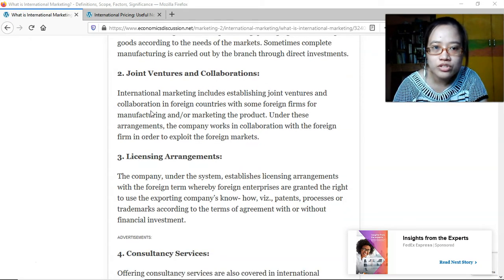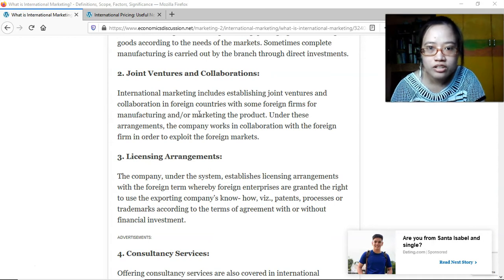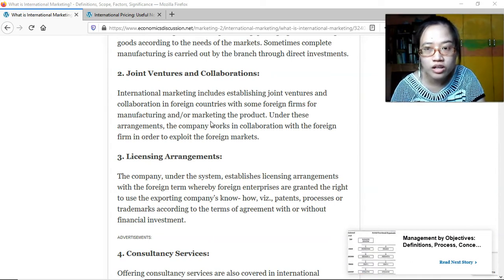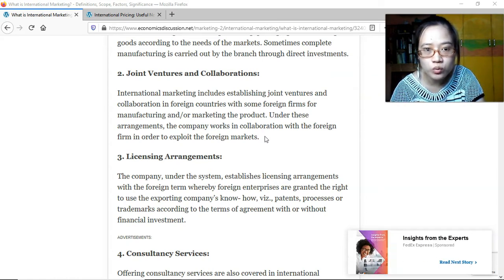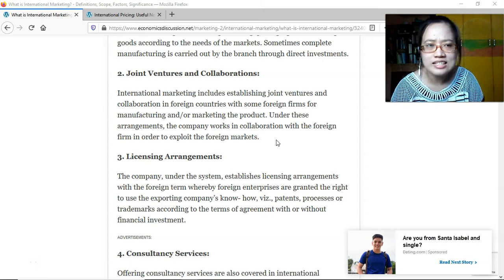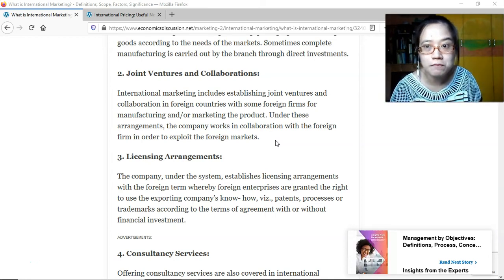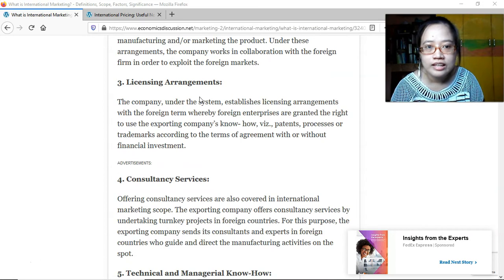Joint ventures and collaborations. International marketing includes establishing joint ventures and collaboration in foreign countries with some foreign firms for manufacturing and/or marketing the product. Under these arrangements, the company works in collaboration with a foreign firm in order to exploit the foreign market. What's good about having joint ventures or collaboration is that you already have an input from them. You could easily ask them, what are the rules and regulations here? What do you understand about the market? Can you share that information for us to better understand and prepare for the eventual sale and marketing of the products and services? Okay.